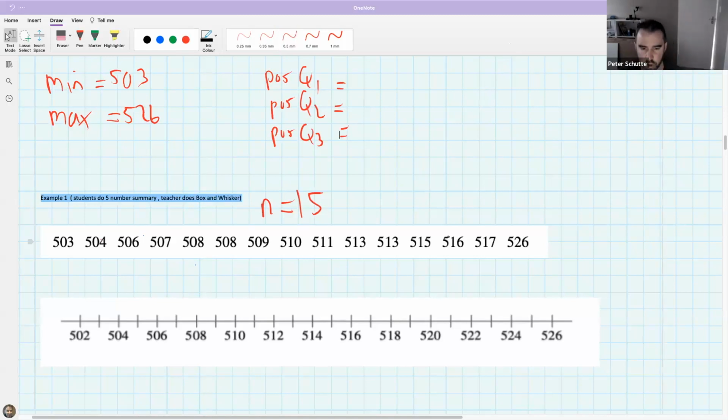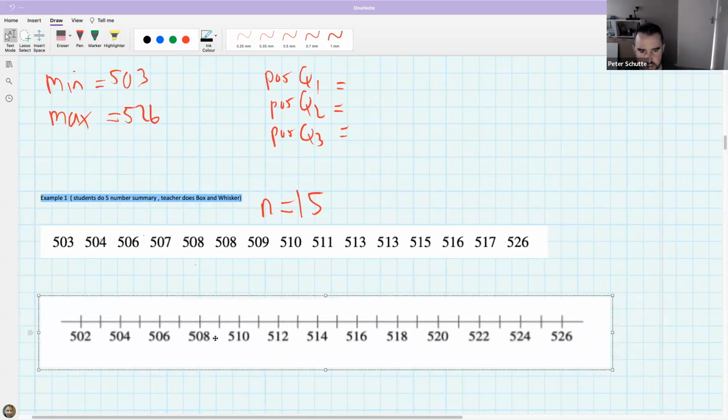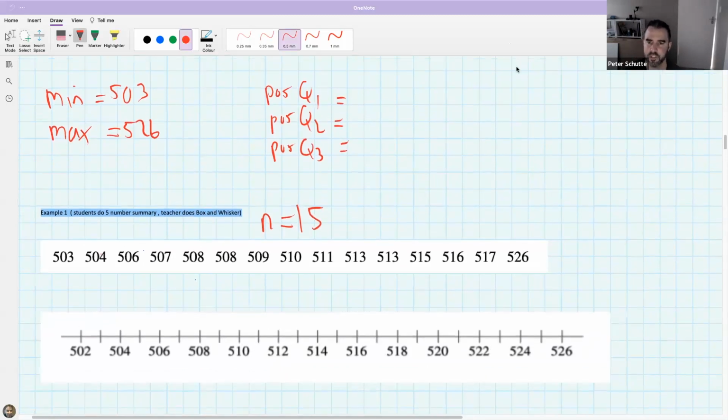Which line are you working with? So you're working with the same set of data. This is just my scale to make life easier for you. This is the data set here. This is the scale on which we're going to draw the box and whisker plot. Does that help with that question? Pleasure. I was trying to make your life easier, basically.